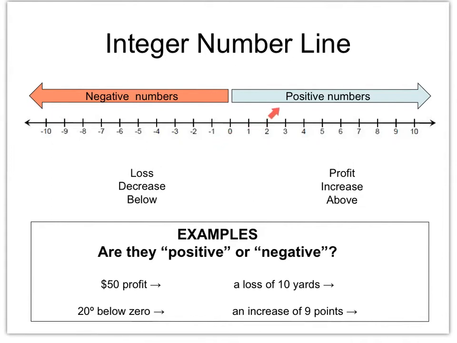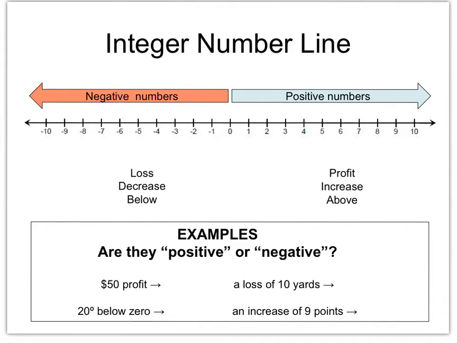Now, some words will indicate a positive number. Words that indicate positive numbers are profit, increase, and above. So profit would be a business that is operating and making money. They're making a profit. That's a positive amount. An increase might be the temperature increases by 5 degrees. It goes up 5 degrees. Or above sea level. Sea level is at 0. Anything that's positive means that it's higher than sea level or greater than sea level, which means it's greater than 0.